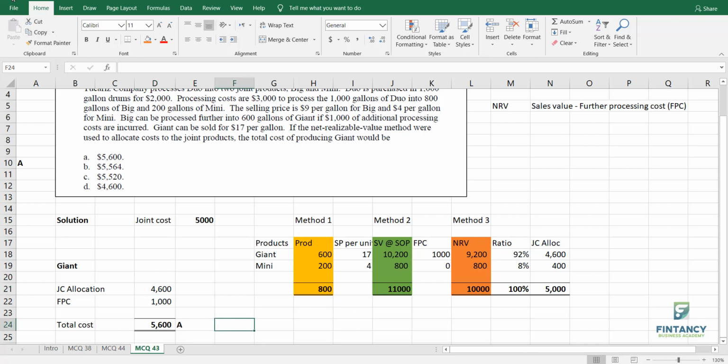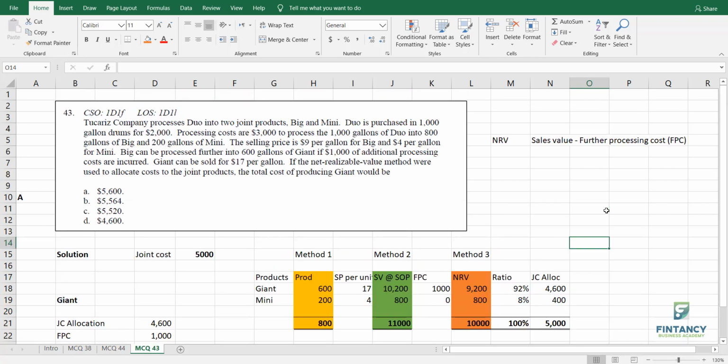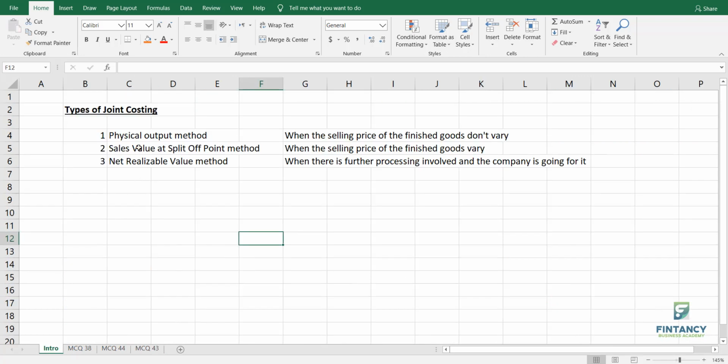So these are the 3 MCQs which are explaining you how to solve all the 3 different types of methods in joint costing. I hope it's clear with everyone.